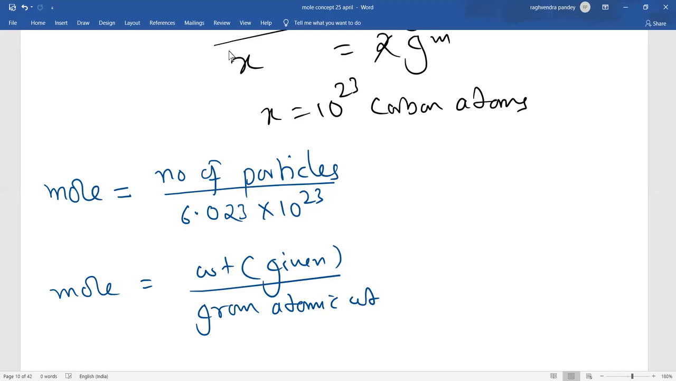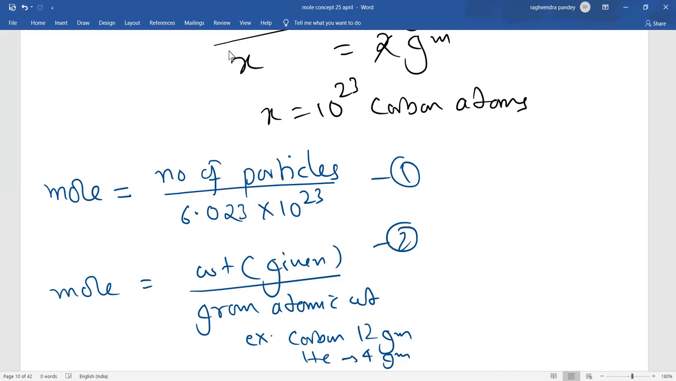Gram atomic weight, for example, for carbon, is 12 gram. For helium, it is 4 gram, which we have done. So these are the two relations. The third relation comes when you equate the first equation and the second equation.